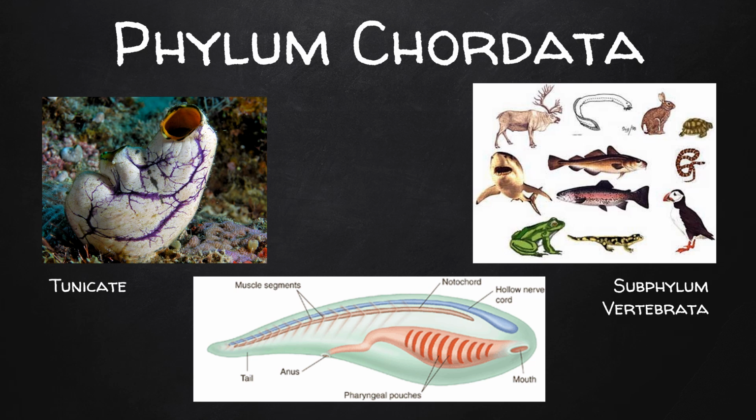A chordate is an animal with these four characteristics when it is a developing embryo: a notochord, a nerve cord, pharyngeal pouches, and a postanal tail. So there's a subphylum called Vertebrata that includes all vertebrates.